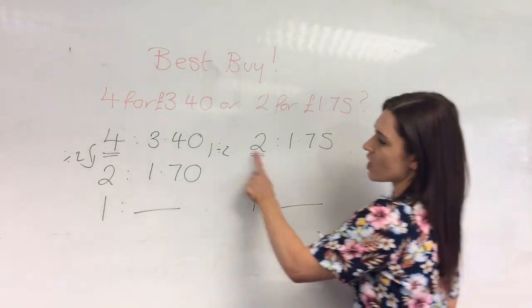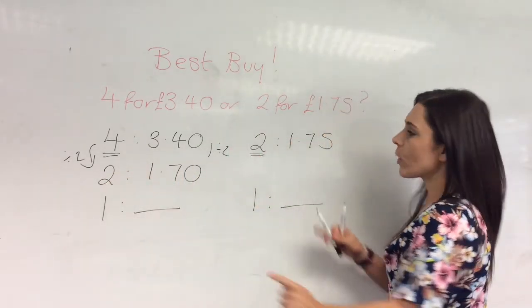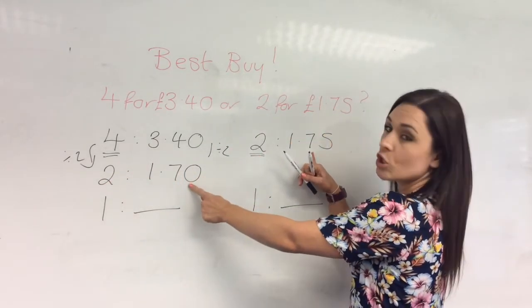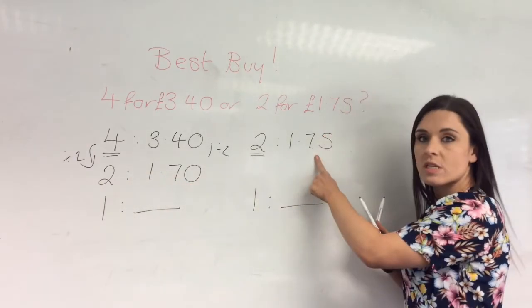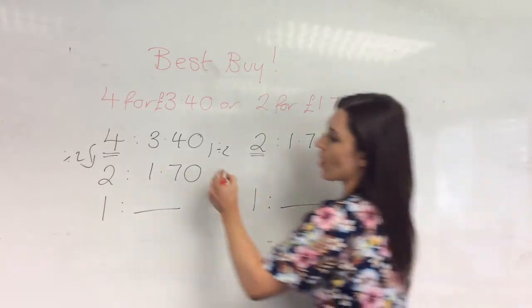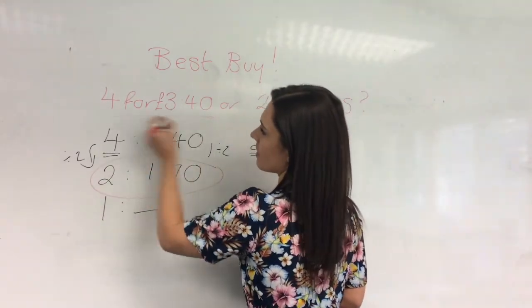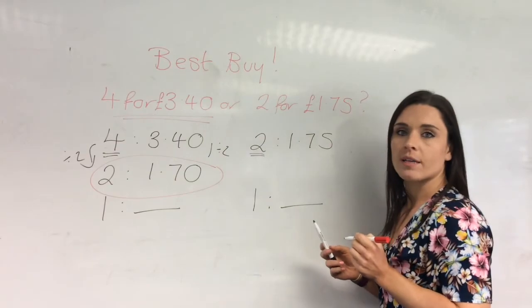Now because this first part of the ratio is the same, we can compare this bit. Would you rather pay £1.70 for 2 or £1.75 for 2? I'm going for this one. So this is the better buy.